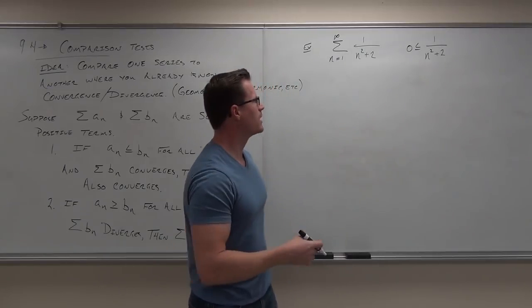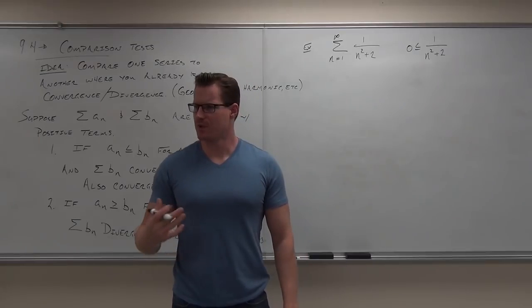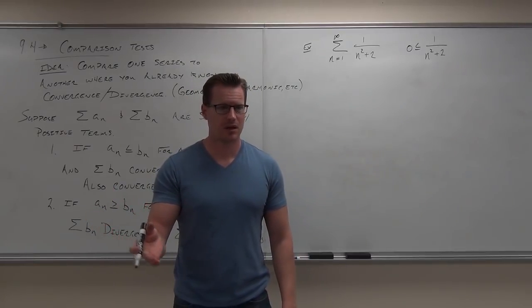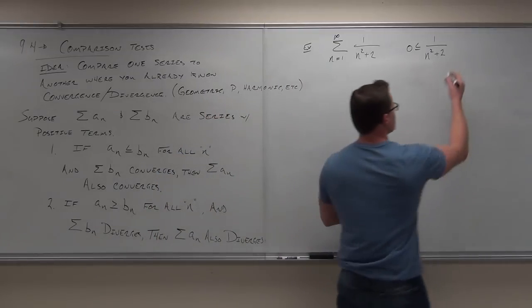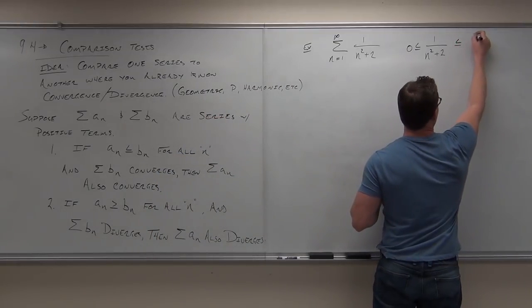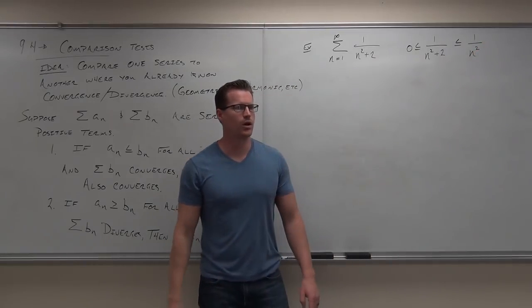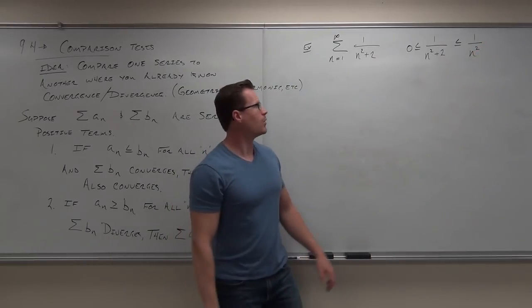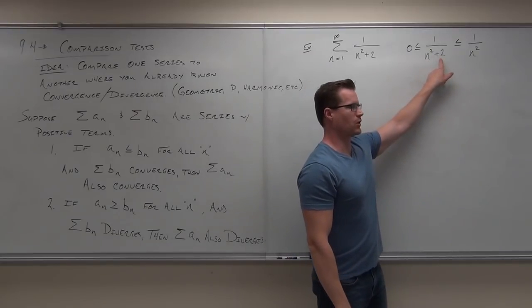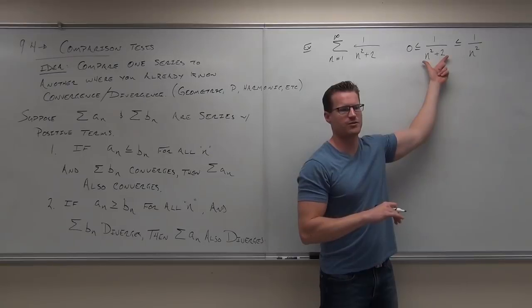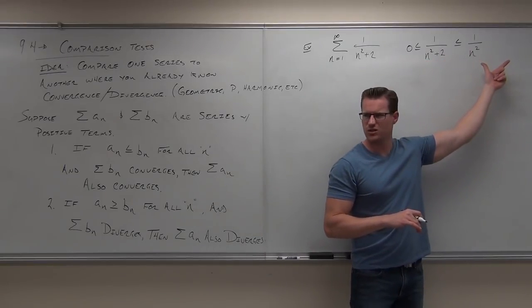So what we're going to do is go, okay, does that look like anything familiar? And you guys just said it. It looks like a p-series, doesn't it? Yeah. Let's make this less than the p-series. Is this true? Is that true for all n greater than 1? Yes. Well, we know that when a denominator gets larger, our fraction gets smaller. So this fraction would always have to be less than this fraction. You still okay with that one?